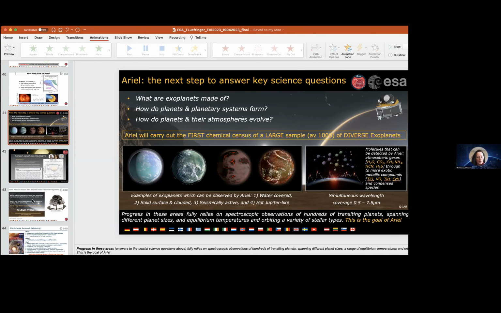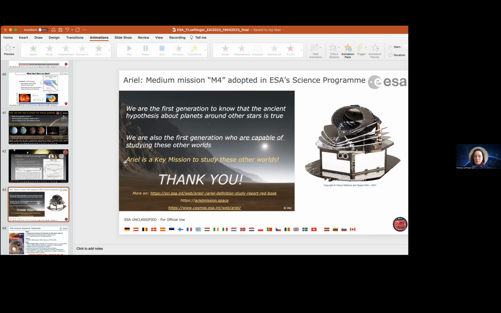And let me finalize with a statement that, when I think about it, still creates a bit of goosebumps, I have to admit, but it's actually true. We are the first generation to know that the ancient hypothesis about planets around other stars is true. So it's really amazing to think about that. There was speculation in the past, of course, but we know it's true, and it's not that long ago that the first detection happened. And we are also the first generation that is capable of studying these other worlds. So we are really living in exciting times, and I'm very thankful about that, to be honest. And Ariel is one of the key missions to study these other worlds. So thanks a lot for your attention.